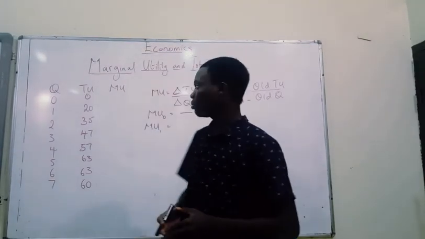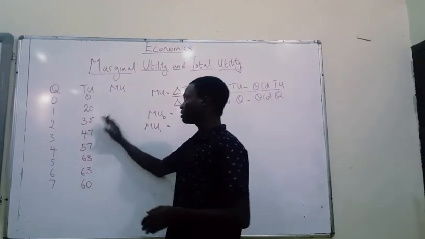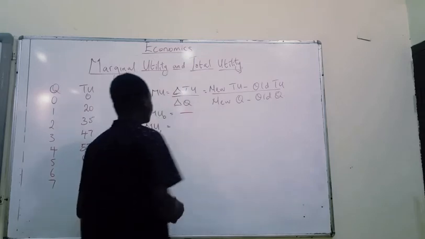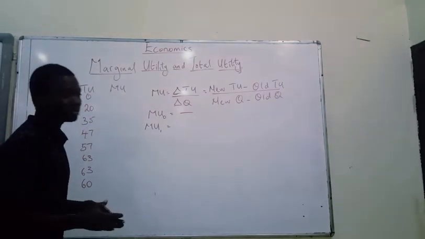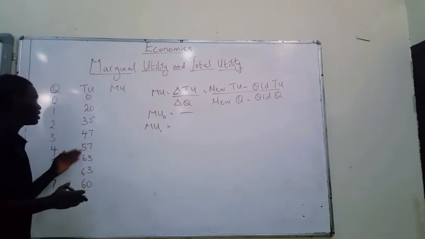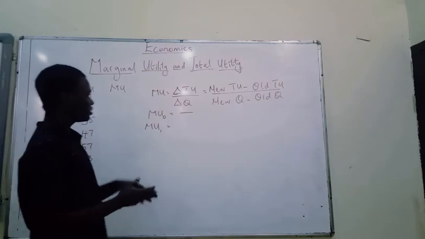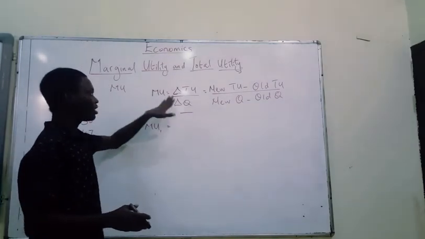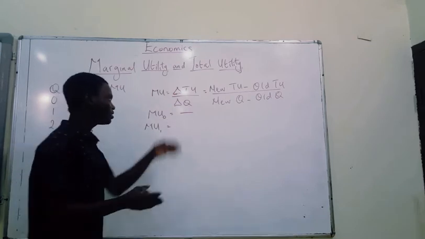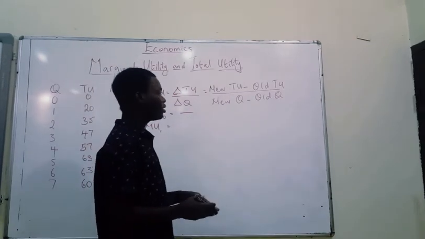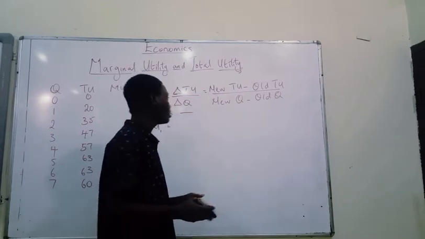So we have a table here. This is quantity, total utility, and marginal utility. There is a way we can derive our marginal utility from the total utility and the respective quantities. Marginal utility is simply the change in total utility, this triangle represents a change, divided by the change in quantity. This change is simply the new total utility minus the old total utility, divided by the new quantity minus the old quantity.